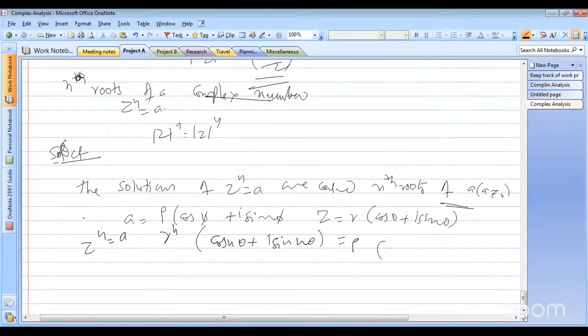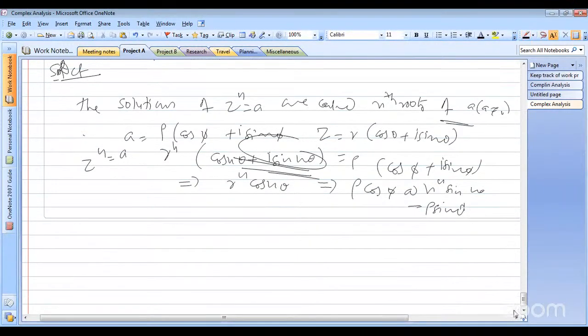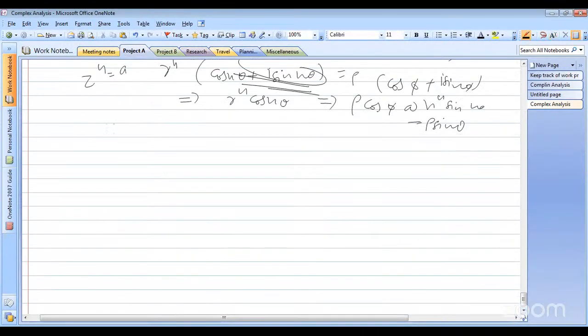So this equals rho times cos phi plus i sin phi. Therefore, comparing the parts, r to the power n cos n theta is equal to rho cos phi, and r to the power n sin n theta is equal to rho sin phi. So therefore cos n theta is equal to cos phi and sin n theta is equal to sin phi.